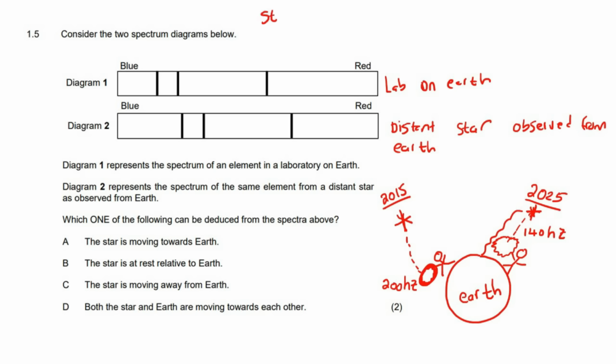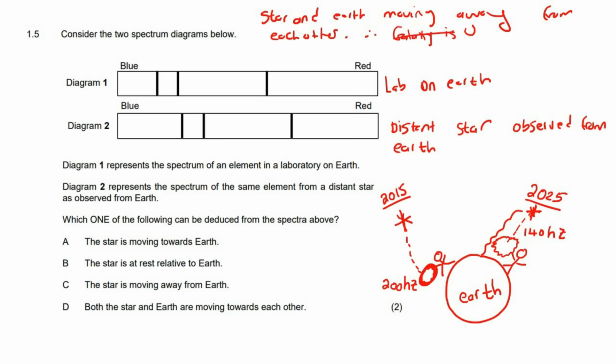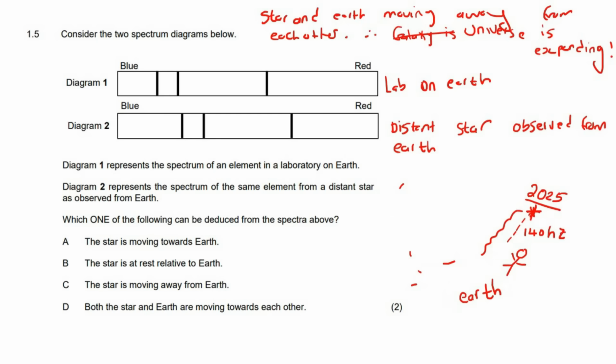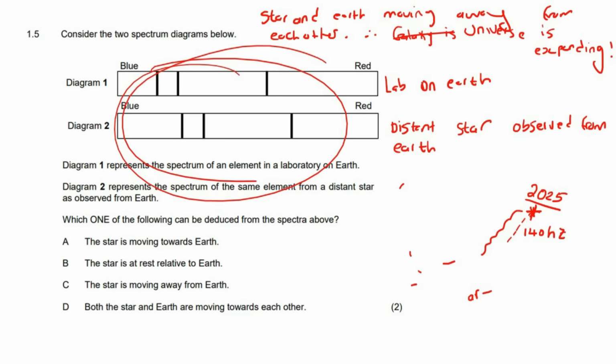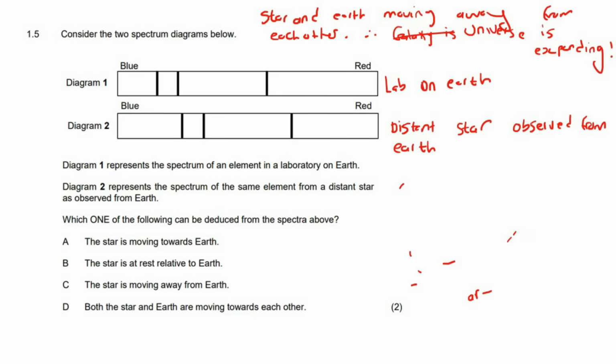Let's write that down. Star and Earth moving away from each other. It is for this reason that scientists are saying that the galaxy, the universe, is expanding. Okay, so that's pretty interesting. So that's what they're saying, that the universe is expanding. Okay, that might not be what's happening in this question. This might be a made-up question, but I'm trying to make you have the understanding on how these questions work.